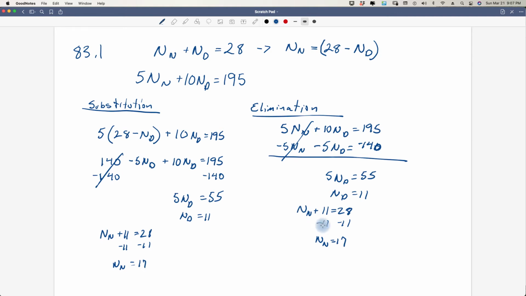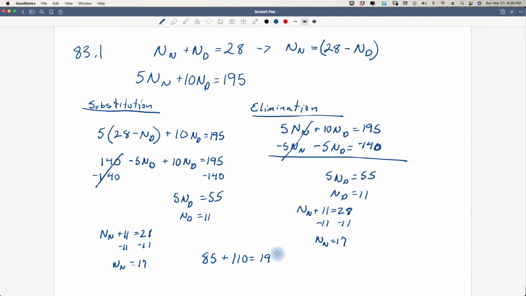Now, if you wanted to, you could go back and check your work by saying, okay, 5 times the number of nickels, which is 17, that's going to be 85 cents. Plus 10 times the number of dimes. We had 11 dimes, so it's 110.